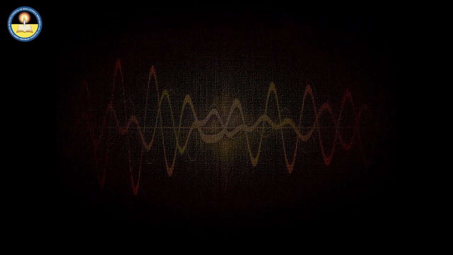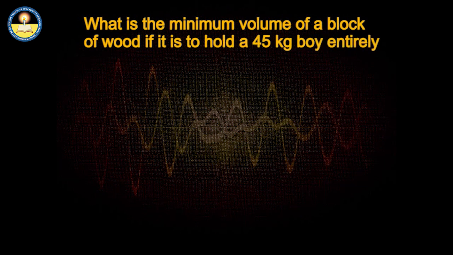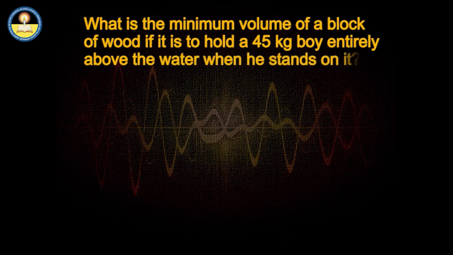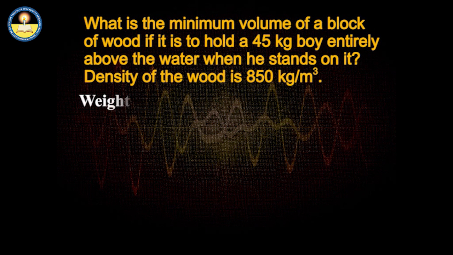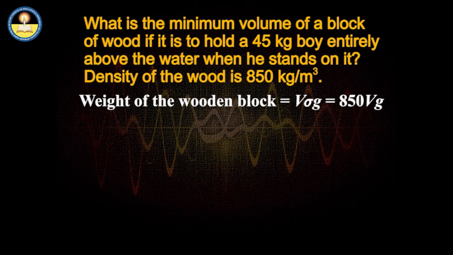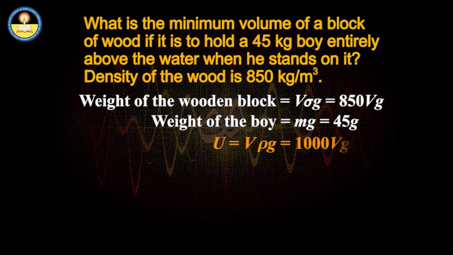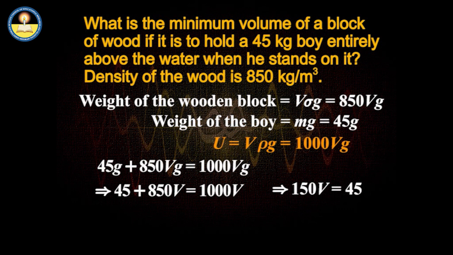Next problem is, what is the minimum volume of a block of wood if it is to hold a 45 kg boy entirely above the water when he stands on it? The density of the wood is 850 kilograms per meter cube. The weight of the wooden block is equal to the product of its volume, density and acceleration due to gravity. The weight of the boy is 45 g and the upthrust, that is the weight of the displaced water, is equal to the product of the volume of the wooden block, density of water and acceleration due to gravity. According to the Archimedes Principle, the weight of the boy and the wooden block must be equal to the buoyant force on the just barely submerged block. This gives the volume of the wooden block as 0.3 meter cube.